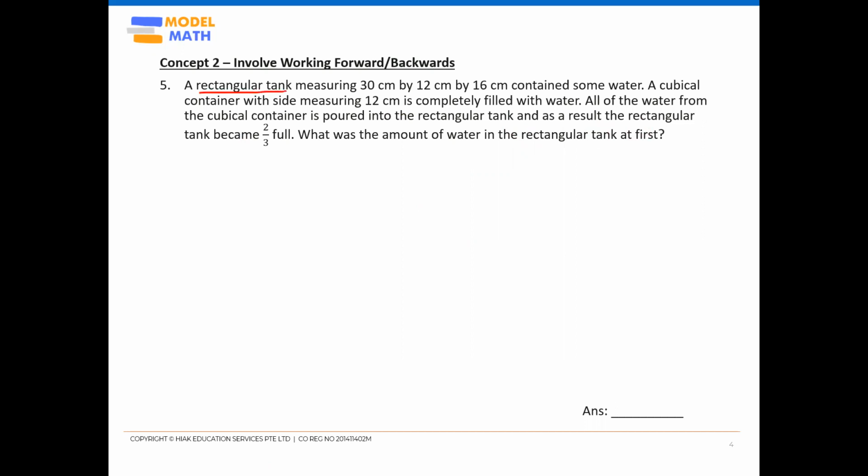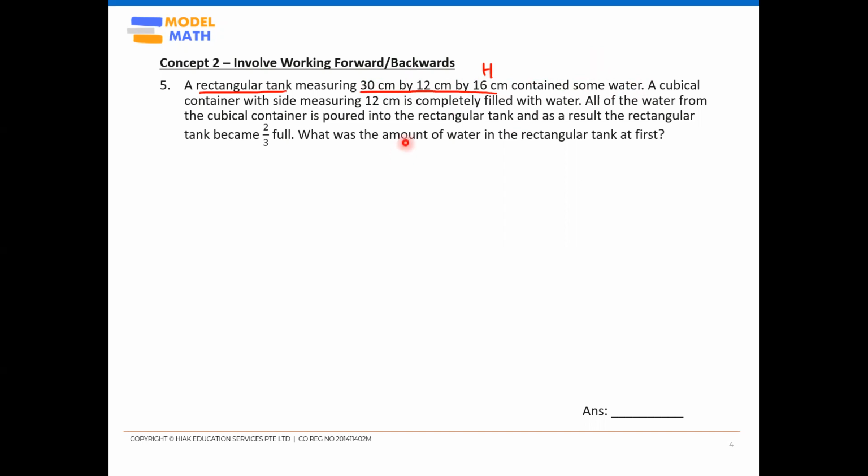Okay, so you have a tank, the three dimensions are given. Do take note, whenever three dimensions are given in this manner, the third one is always the height. The first two, either one can be the length, whichever is the length, whichever is the breadth, doesn't matter. The third one is always the height. And it contains some water. So we don't know how much water is in there at first. So this is one thing to bear in mind. There was already some water at first inside.